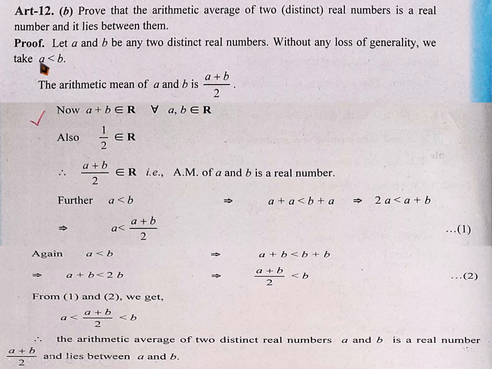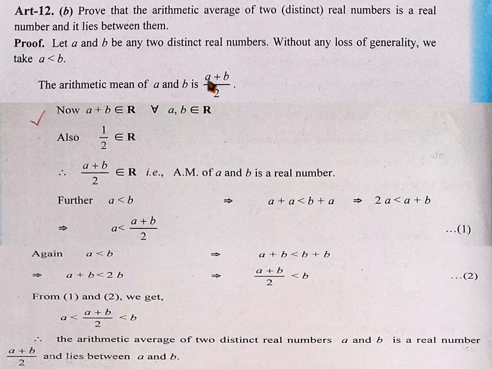We are taking a less than b. You may take also b less than a, no problem at all. So here for the proof, we are taking a less than b, a and b two distinct real numbers. Arithmetic mean of a and b, what is it? This is addition of a and b divided by 2. So (a + b)/2 is the arithmetic mean of a and b.